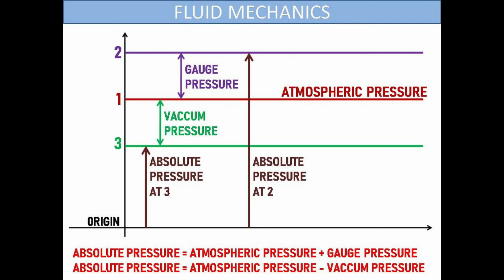If the pressure measured is above atmospheric pressure value, then the value above atmospheric pressure is taken as gauge pressure. If the pressure measured is below atmospheric pressure value, then the value below atmospheric pressure is taken as vacuum pressure. Absolute pressure at any point is the pressure measured from 0 point. This graph shows different types of pressures. Absolute pressure is equal to atmospheric pressure plus gauge pressure as shown in point 2. Or absolute pressure is equal to atmospheric pressure minus vacuum pressure as shown in point 3.